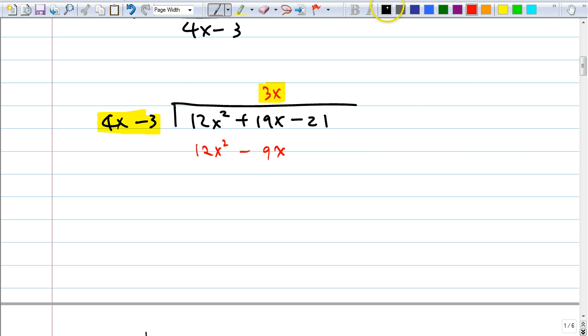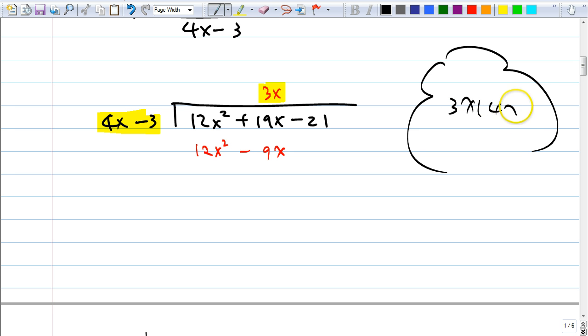You want me to show that work? Okay, I could do it over here. What is 3x times 4x minus 3? You have to distribute this, right? You get 12x squared, minus 9x. That's how I got 12x squared minus 9x. That's what we're going to subtract from the top, just like how we did it before. So now, please write this step.